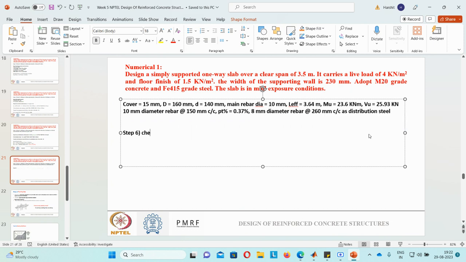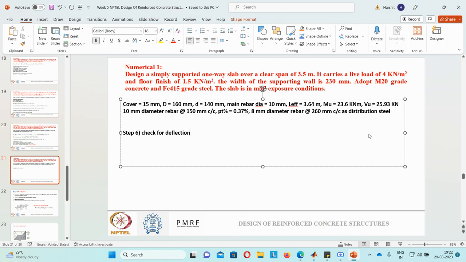Sir, if we want to provide bent up bar, then what do we have to do? Generally, we don't provide bent up bar unless there is a high shear force resistance that we need to provide. And if we want to provide bent up bar, there are some code guidelines on how many bars you need to bend and from how much distance from the support you need to bend.